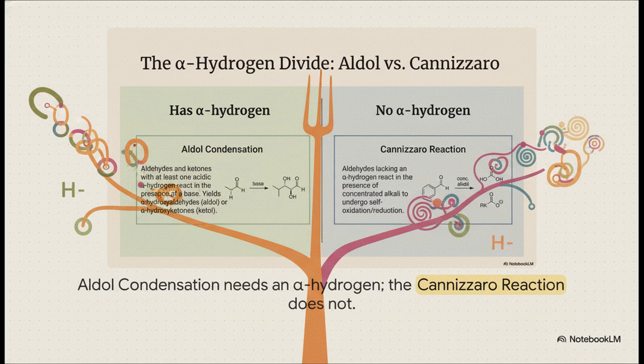But if your aldehyde lacks an alpha hydrogen, like benzaldehyde here, it just can't do that. So instead, with a strong base, it does a completely different thing called the Cannizzaro reaction. So the key takeaway here is just incredible. The presence of one tiny hydrogen completely changes the chemical path it takes.